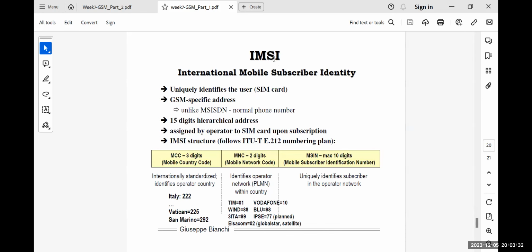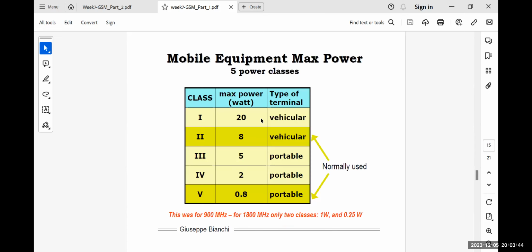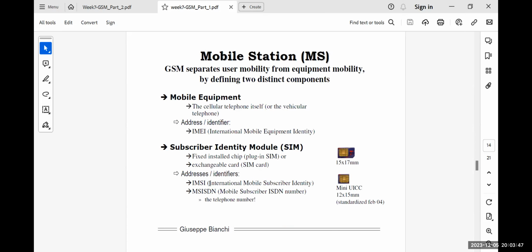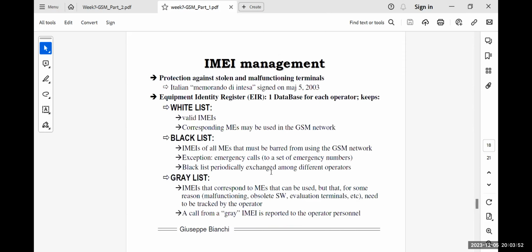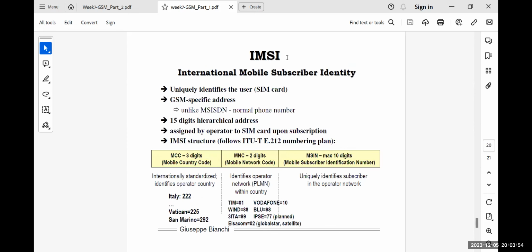Then we have IMSI, the International Mobile Subscriber Identity, that uniquely identifies the user, right? That is a SIM card, the GSM specific address, right? So this is different from the MSISDN. So let me go back and show you. The SIM has two numbers, this IMSI and MSISDN, right? So I'm not talking about the MSISDN over here. I'm talking about the IMSI, that is the International Mobile Subscriber Identity. Again, that is a 15-digit hierarchical address. And again, with time, this also has evolved, and we will not go into the detail of that.